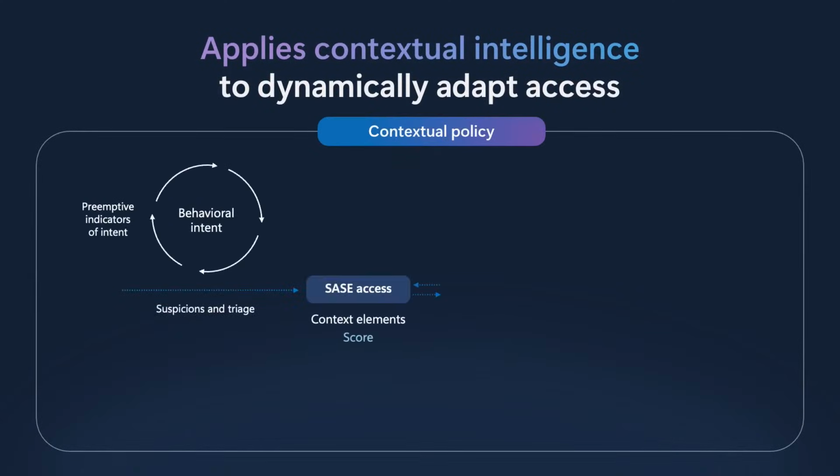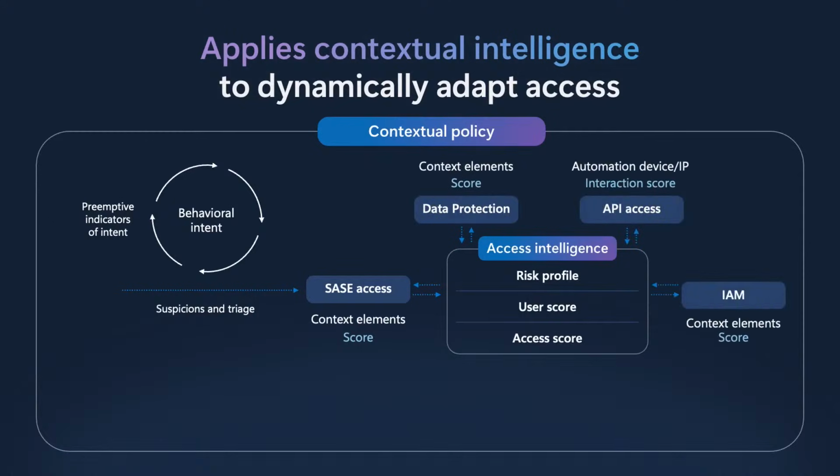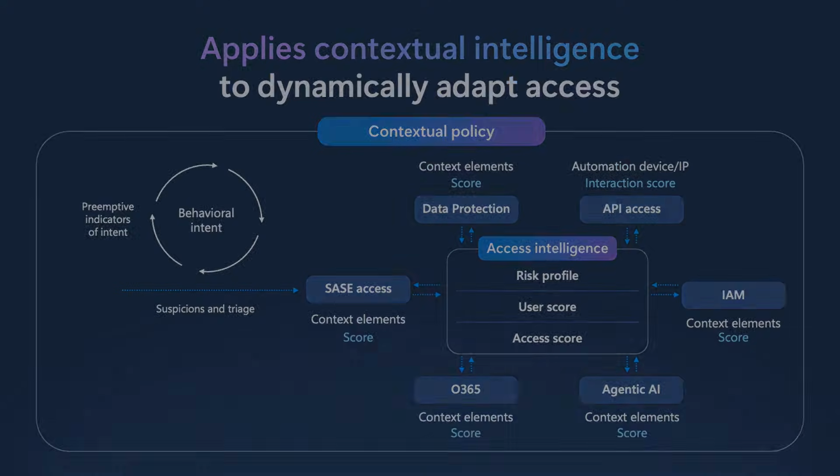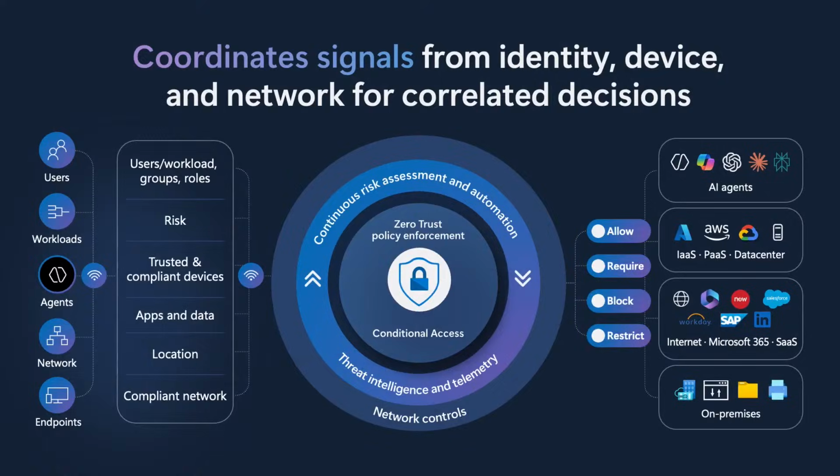Second is context. These are all different contextual elements that can feed into the access intelligence. You may get a data protection score, API interaction score, IAM context, agentic AI context, context from Office 365 activity and other productivity tools, and from your Secure Access Service Edge tool. And on the left, you can get context based on the behavioral intent of something within your corporate network. It could look a little suspicious and subsequently provide context about the risk level of an access attempt or active session. All of these inputs into a unified access fabric inform the access intelligence and risk scores, which can then adapt access dynamically.